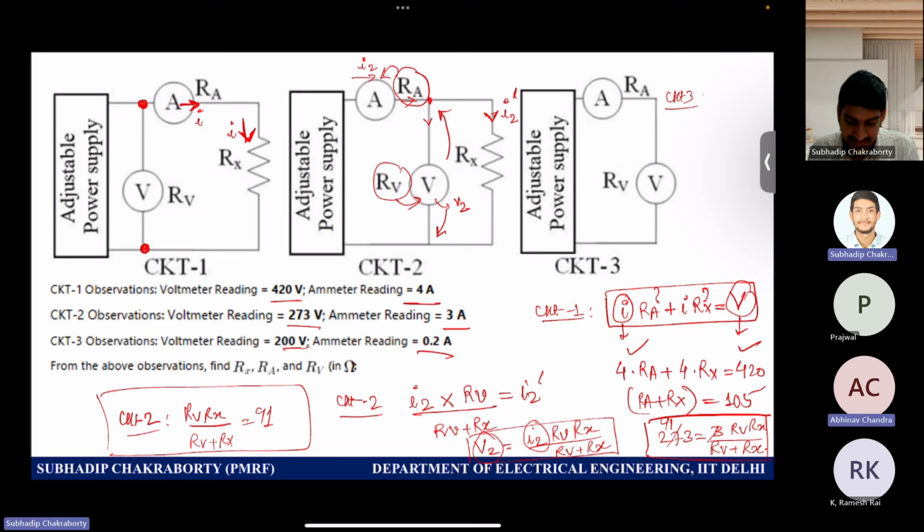Sir, for some, IA into RV equals V. So the current which is flowing, maybe I can write I3. And what will be recorded by the voltmeter? The voltage difference across these two nodes. So what is the voltage difference across these two nodes? It is nothing but 200. I3 times, I can write it as the drop, I3 times RV.